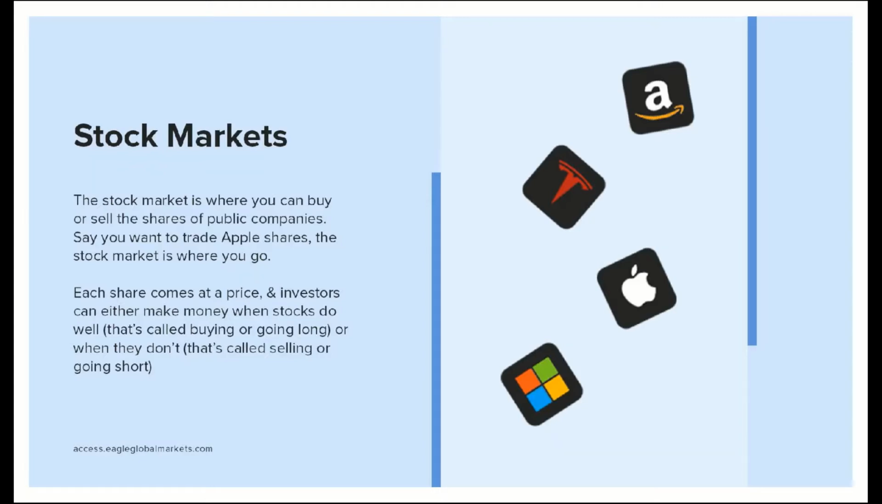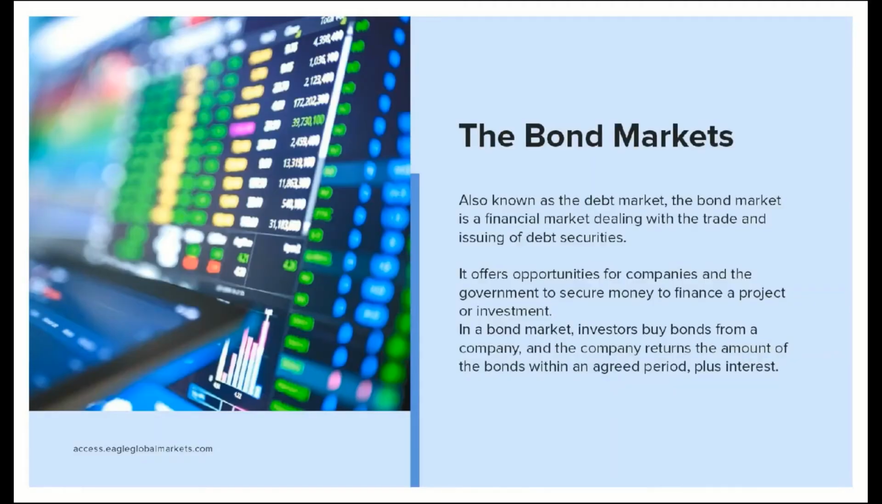Let's say you want to trade Apple shares. The stock market is where you go to. Each share comes at a price. One share of Apple might be equivalent to $300 and something. An investor can either make money when the stocks do well, which is called buying and going long, or when they don't, which is called selling and going short. So you can either buy, go long on Apple, or short, which is to sell Apple.